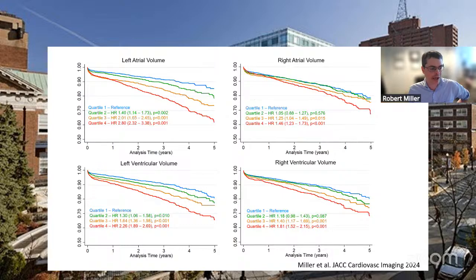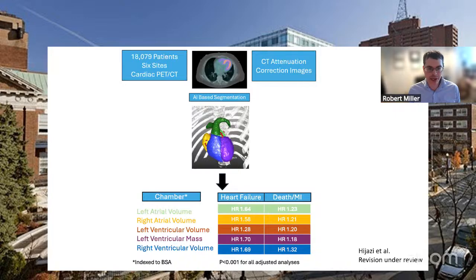We went on to look at both unadjusted and adjusted risk. Like I said, left atrial volumes tended to come out as very important, especially in adjusted analyses. So it was great to see that there was good correlation between the ungated non-contrast studies and the gated contrast enhanced studies. Other things like left ventricular volume, RA volume, RV volume were all important, but weren't quite as important in adjusted analyses.